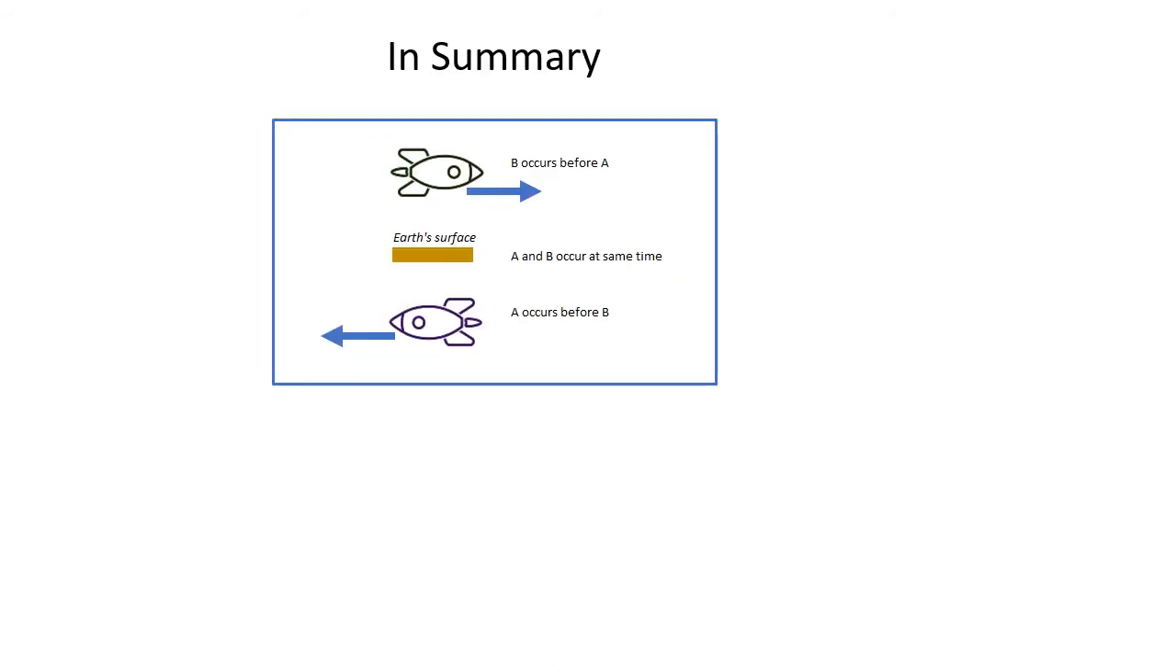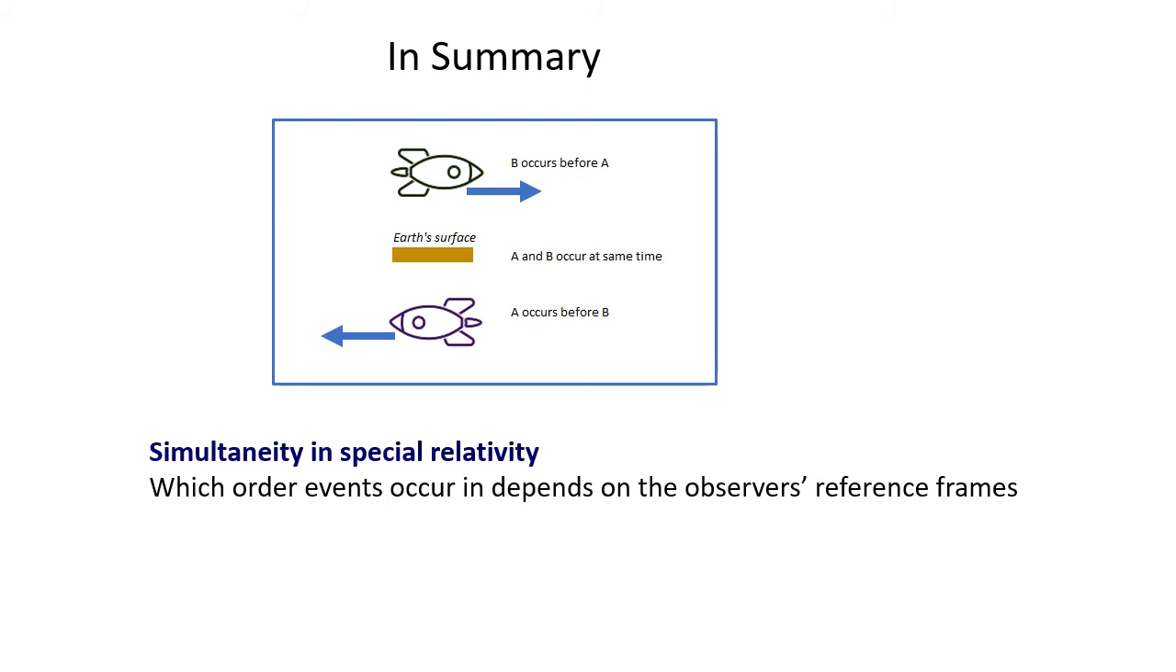So in summary, which order events occur depends on the observer's reference frame. There's no absolute time, no absolute order of events.